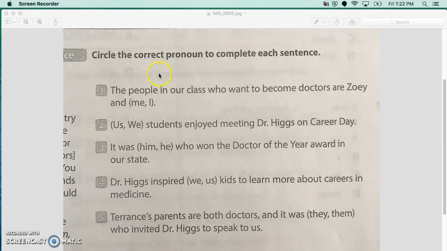If you notice, sentence 1, 2, 3, 4, and 5 all sound incorrect. They sound funny, but they are correct. That's because we've been speaking wrong all of this time. Hopefully this helps, and then you're going to go on and answer the questions on the back of the page.